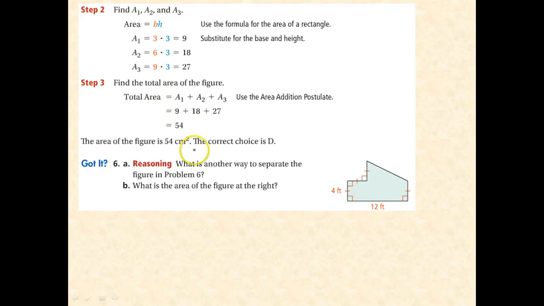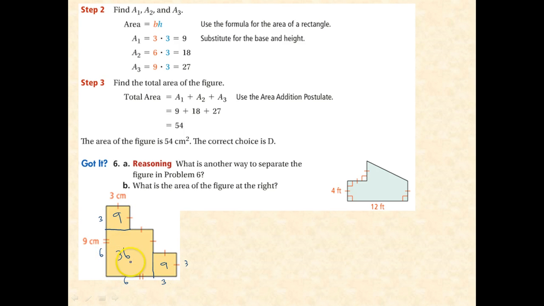Alright, so what's another way to separate the figure in problem 6? Well, we could have cut here and here, and we'd have had 2 little squares and 1 big square. So this would have been 3, and then this would have been 6. This would have been 3, this would have been 6. And then 3 times 3 is 9. 3 times 3 is 9. 6 times 6 is 36. And we could add those up and get 54.